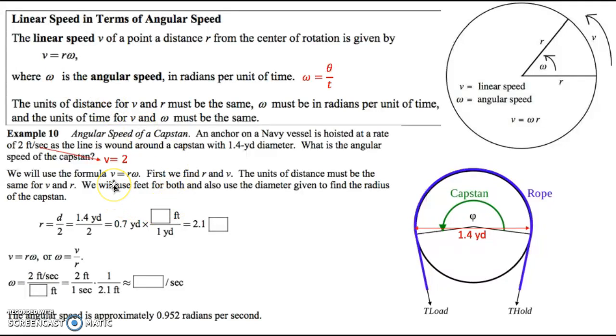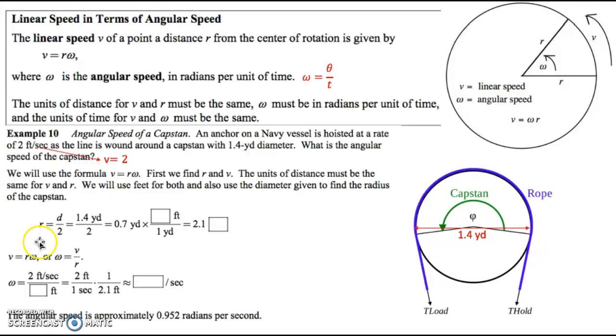We still are going to use the formula linear speed is equal to the radius times angular speed. We first need to find the radius and we need to find the linear speed, which we are given. The units of distance must be the same. Okay, so keep that in mind.